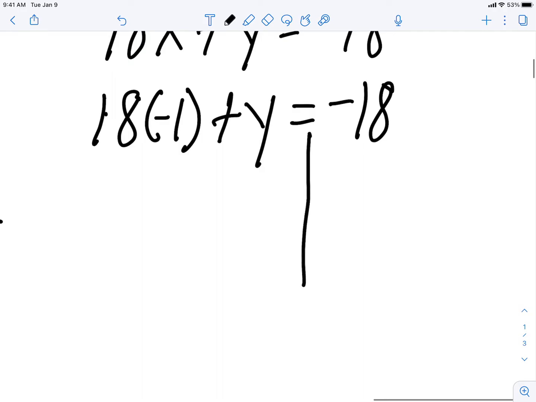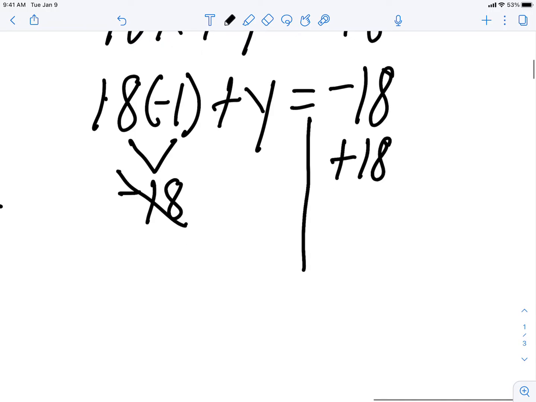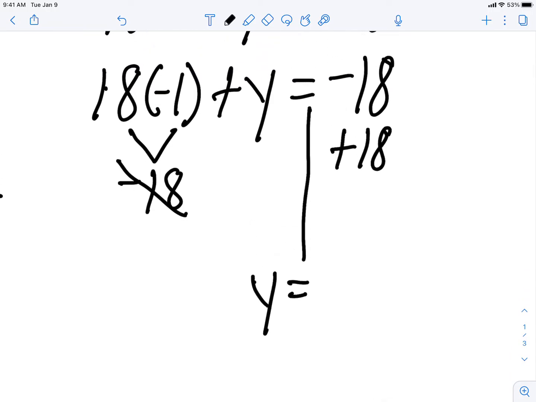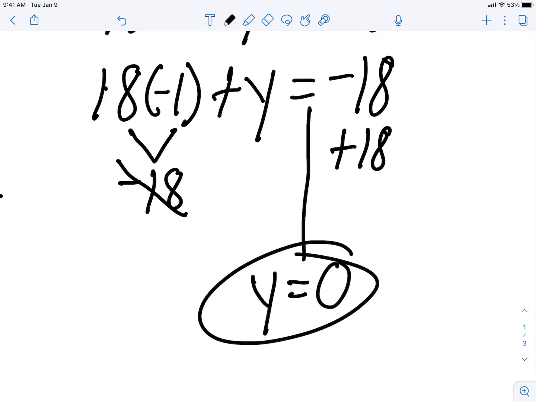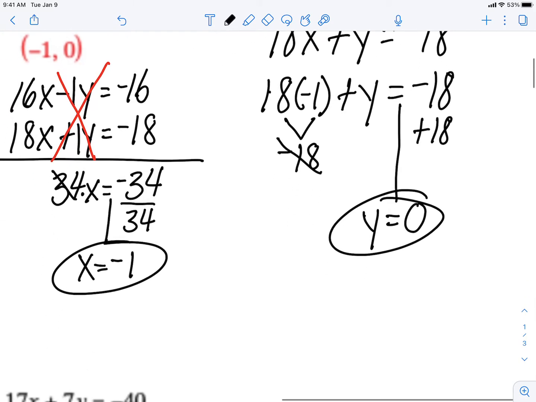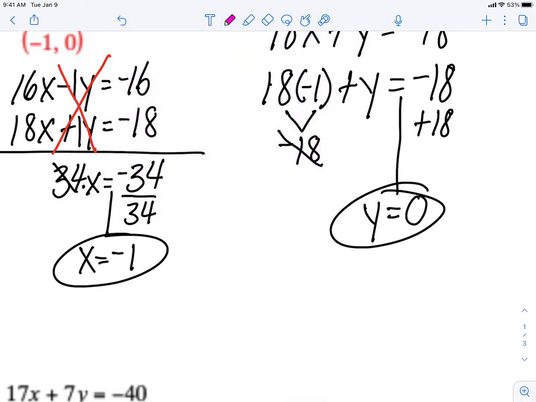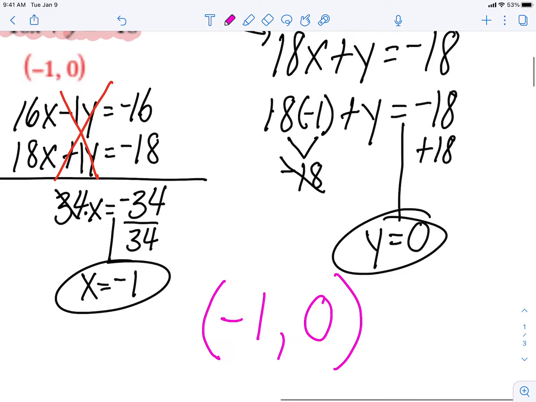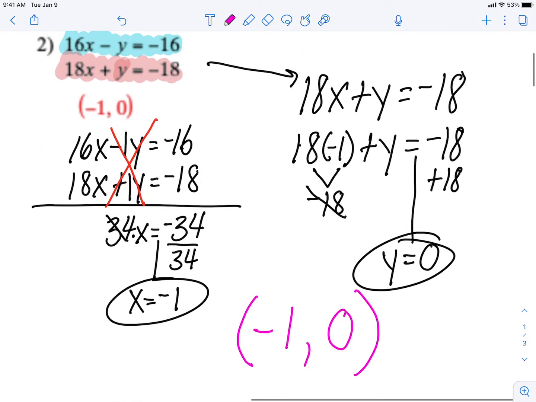So draw my line of separation. 18 times negative 1 is negative 18. Immediately, I'm going to move negative 18 over and make it positive 18. So I'm going to get y is equal to negative 18, and the positive 18 is 0. So our answer is x comma y. So x is negative 1, y is 0. Look at that. Boom. There's number 2.